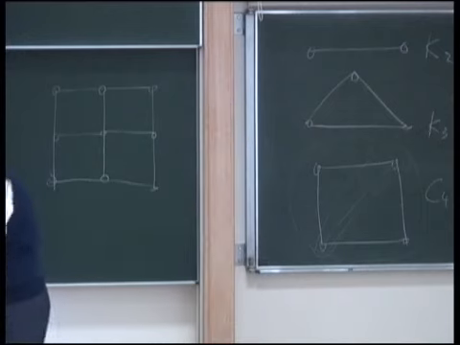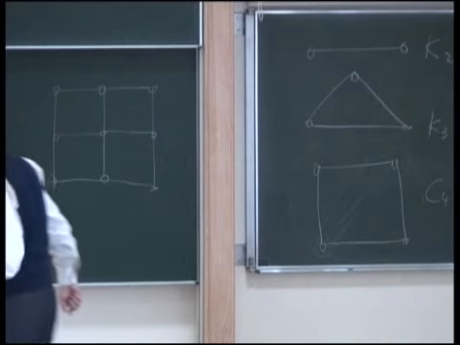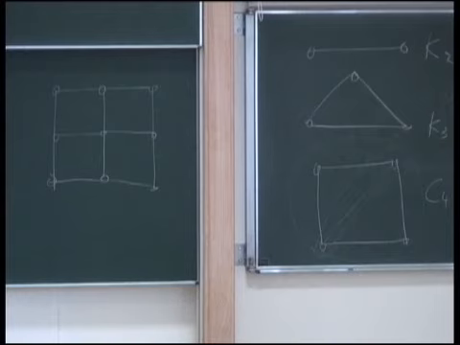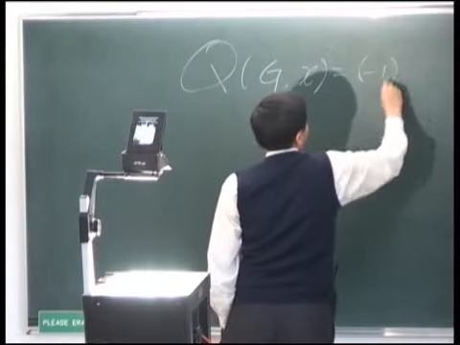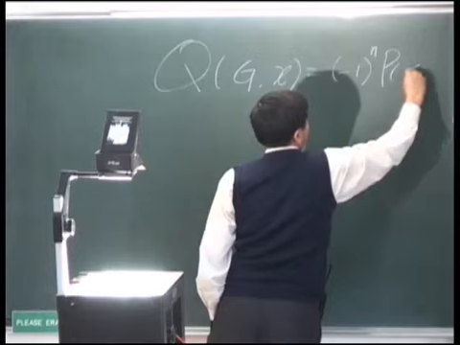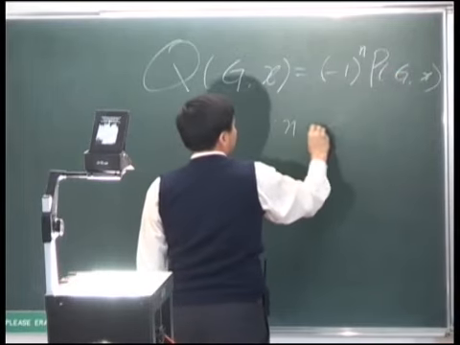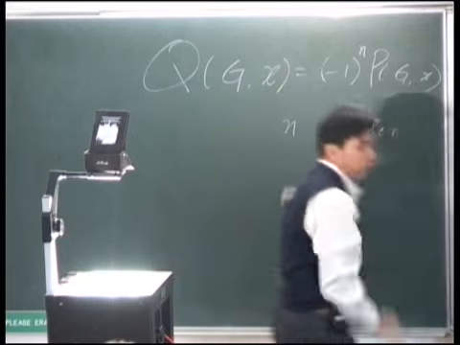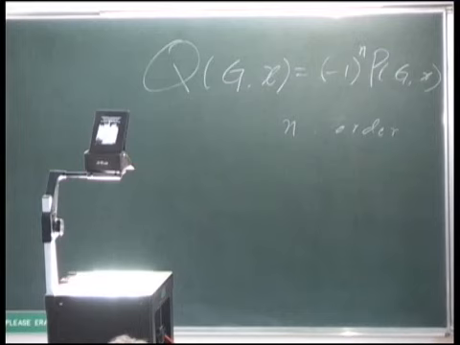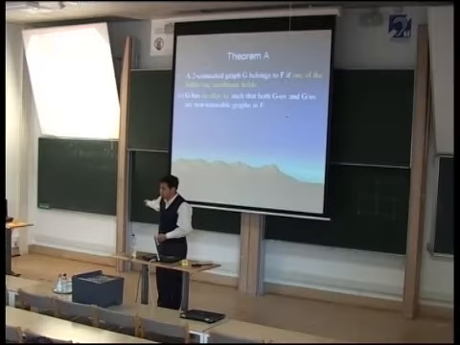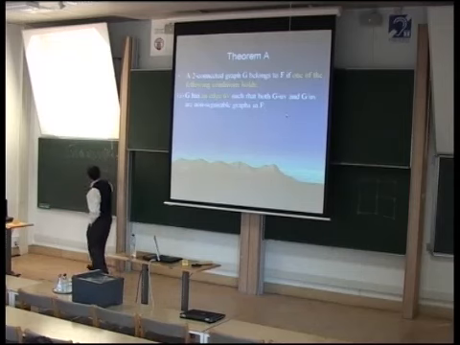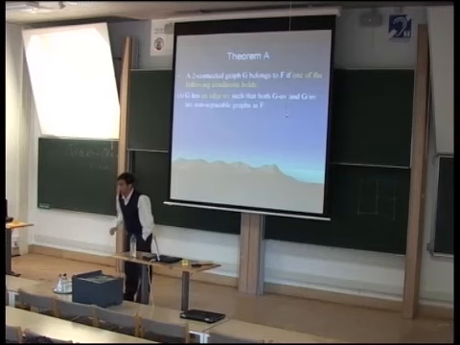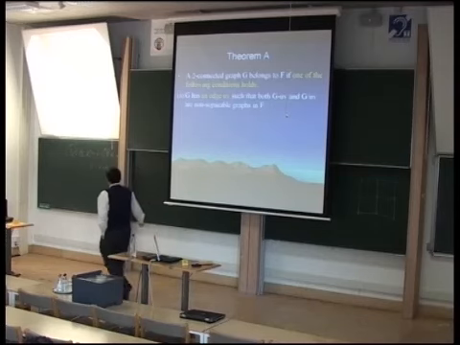I want to show you the proof, a very short proof. First I need to define another function. It's not the chromatic polynomial, just slightly different. Suppose G is non-separable, that is, G is 2-connected or K2. Then I define the function Q, and I just add one sign here, -1 to the power n, where n is the order.